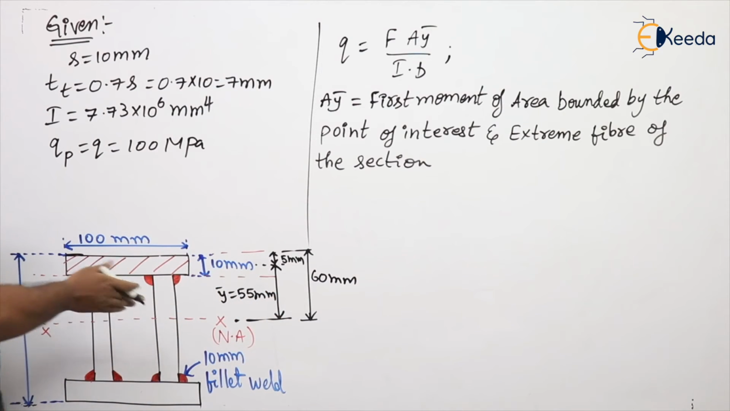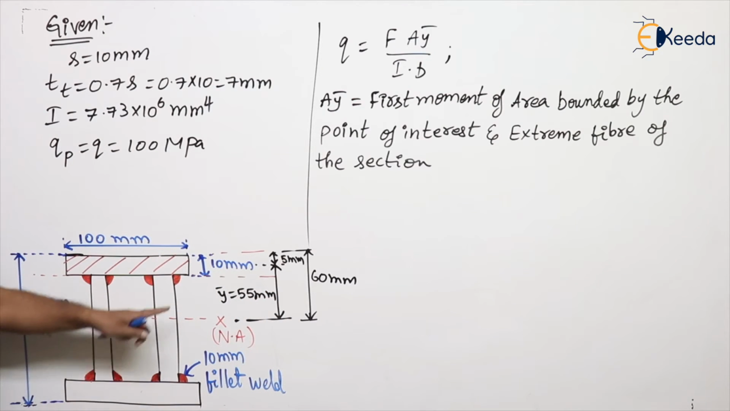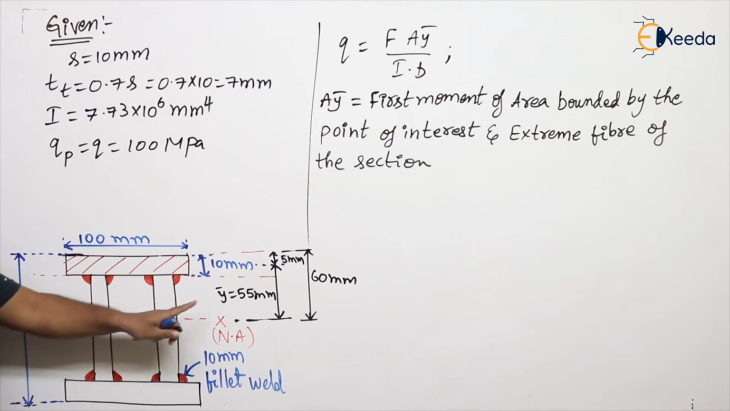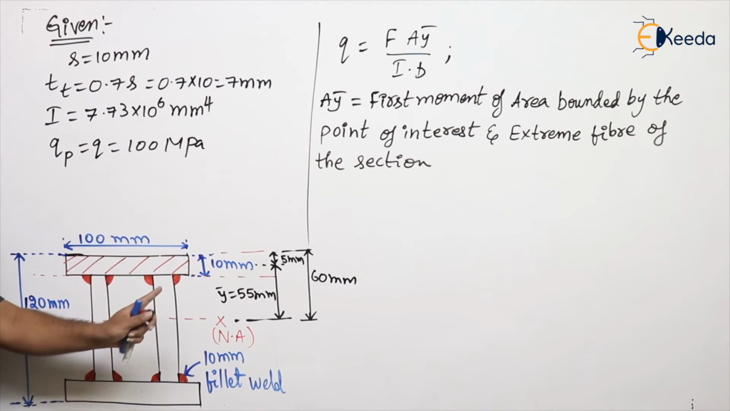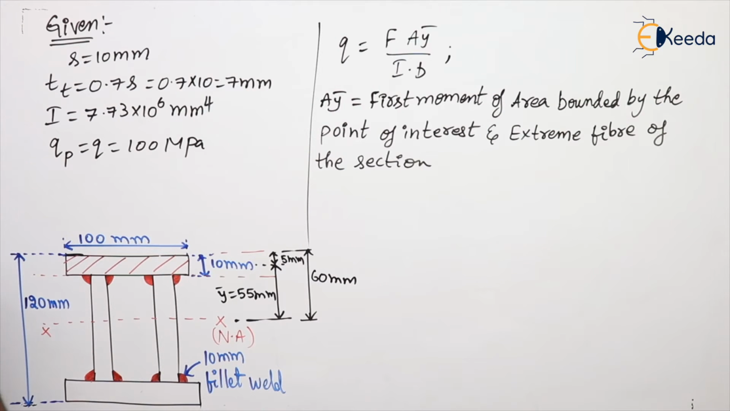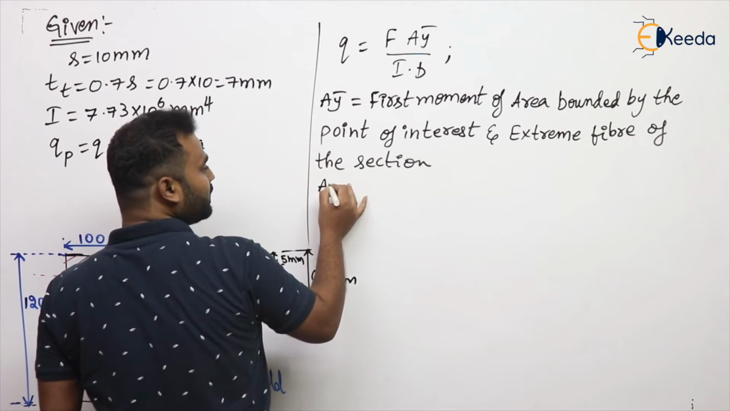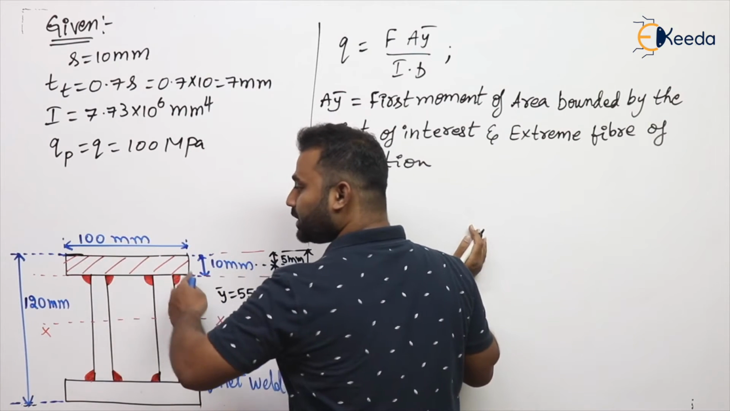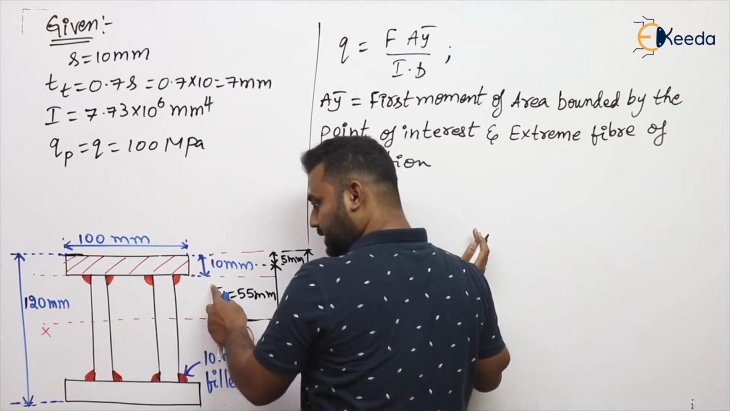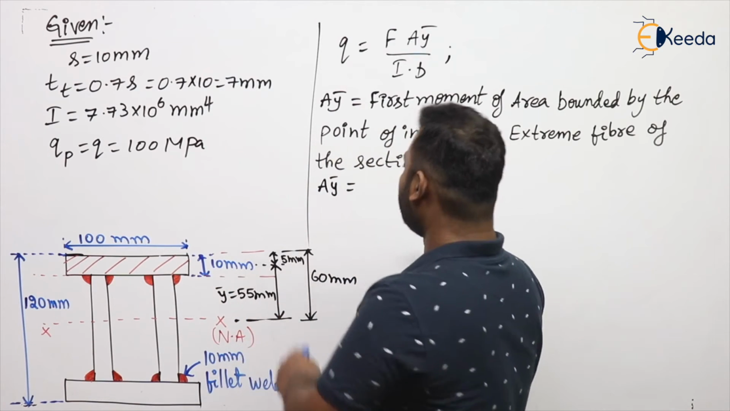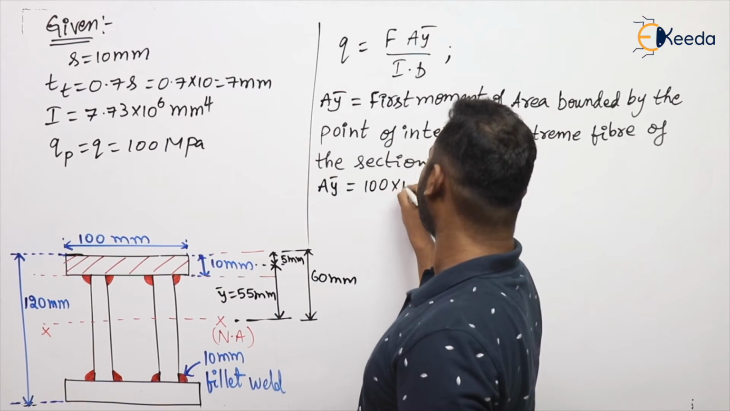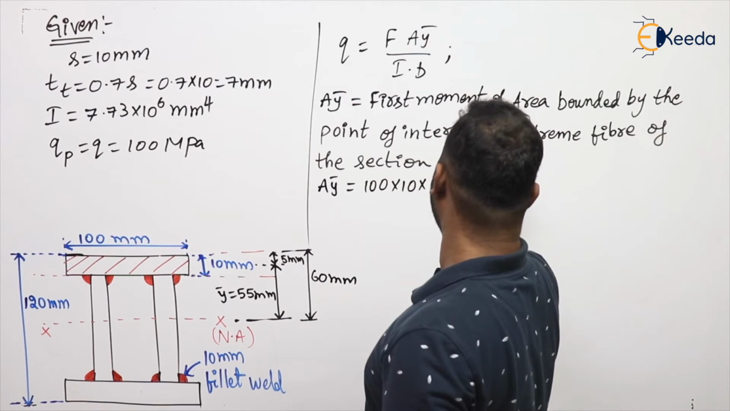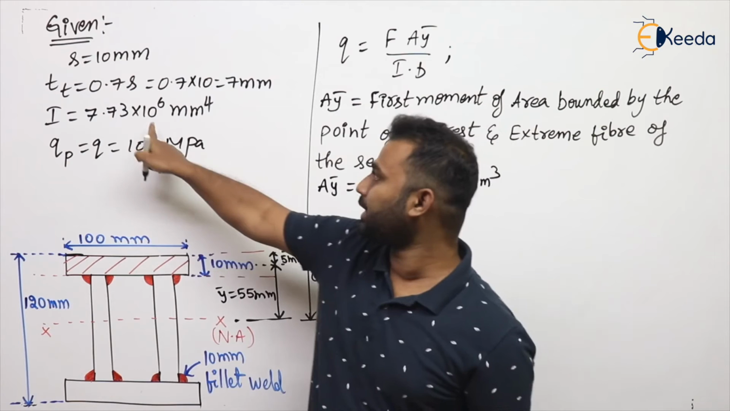Very simple calculations I am doing on the board. So Y bar is the CG of the shaded portion from the neutral axis. So by multiplying this Y bar with area of the shaded portion, we will get AY bar. Clear everyone? Now AY bar, for this question, area of the shaded region is nothing but 100 into 10. Now Y bar is 55. So now 100 into 10 into 55. If you see the units, mm cube, this is AY bar. And of course I is known to us.